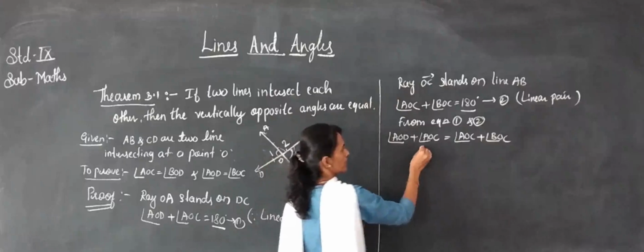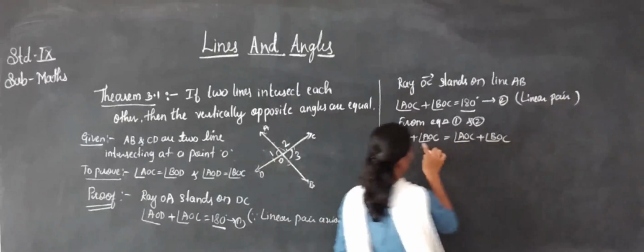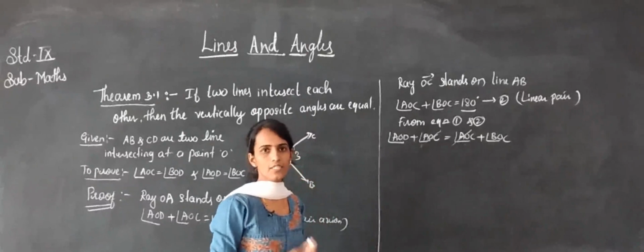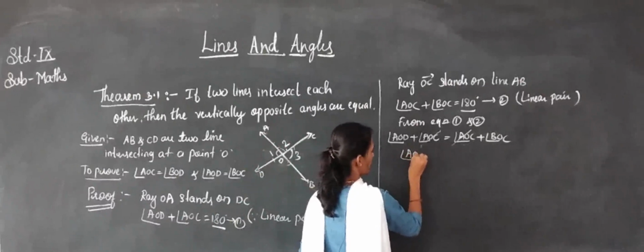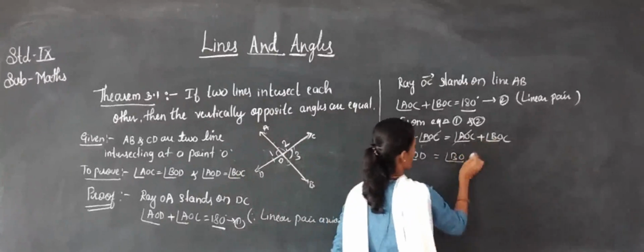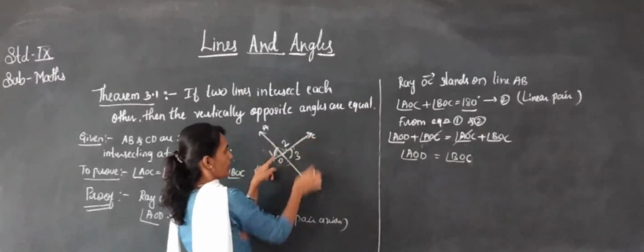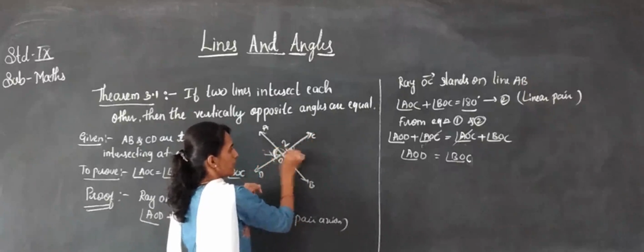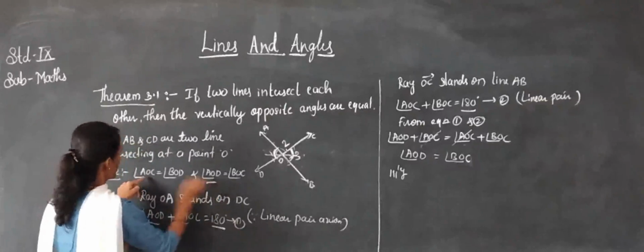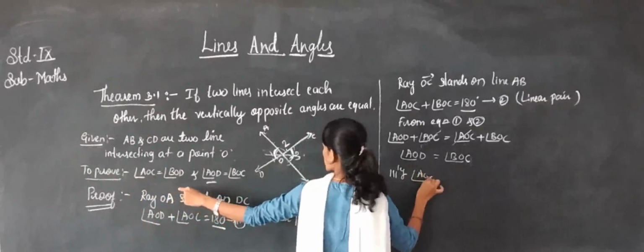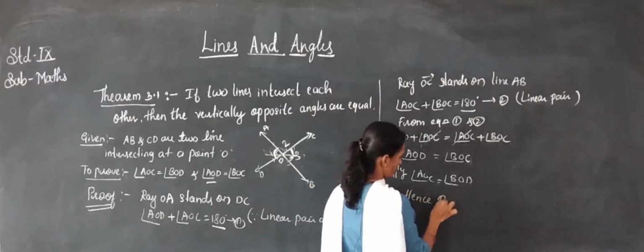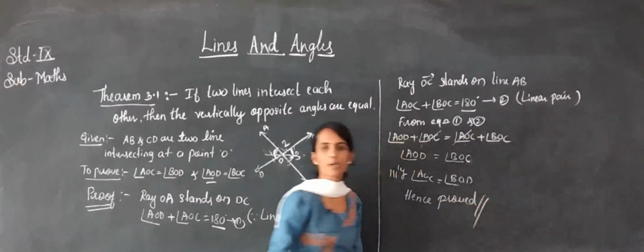Yes or no? Here, angle AOC is on both sides, so it cancels. Equals are subtracted from equals. What remains is angle AOD equal to angle BOC. These are the vertically opposite angles. Similarly, angle AOC is equal to angle BOD. Hence proved. Hence we proved the vertically opposite angles are equal.